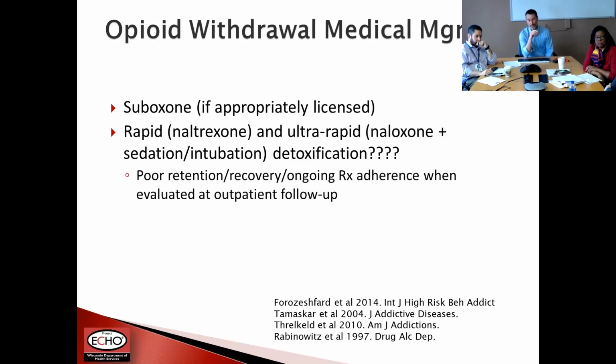The ultra rapid actually involves putting someone in a hospital-like environment, sedating them and intubating them, and putting them through withdrawal even more rapidly with naloxone. Those programs tend not to be covered by insurance and are fairly expensive, cash on the barrelhead kind of programs. And again, detoxification is not treatment, and then they're leaving that environment and at risk for lapse and at risk for overdose when they leave there.